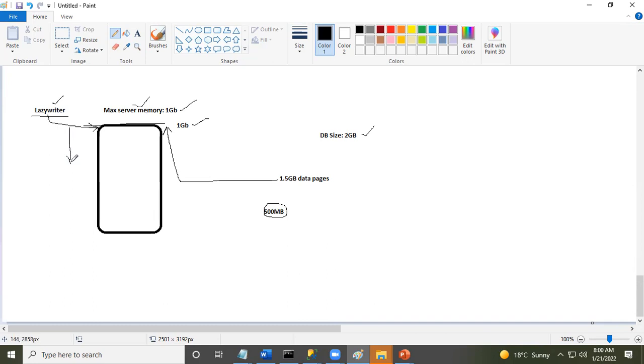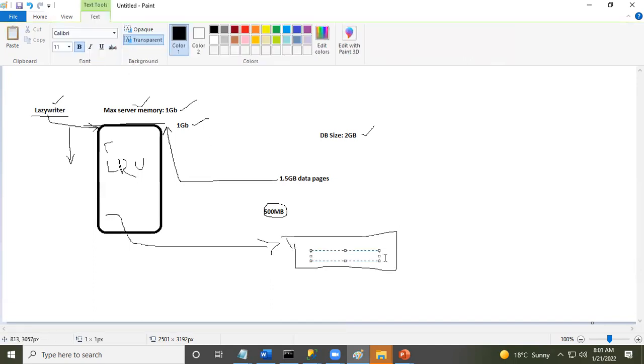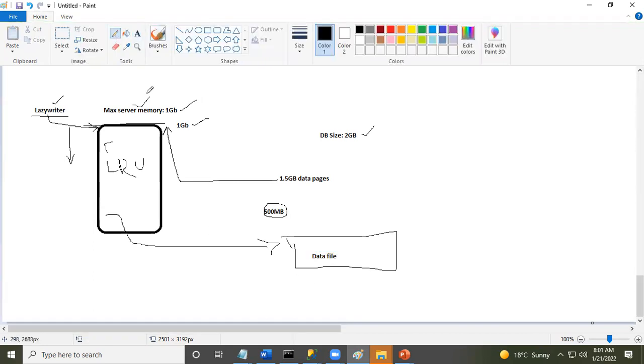What does it mean by cut down the pages? Whatever pages are not recently used, LRU, least recently used, those pages will be removed from the buffer pool and written into the data file, so that it will clear some memory.